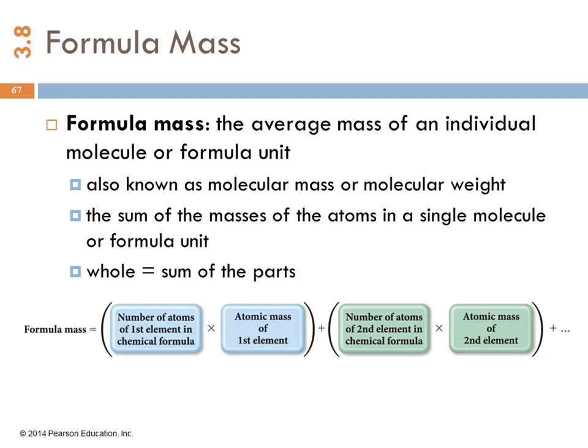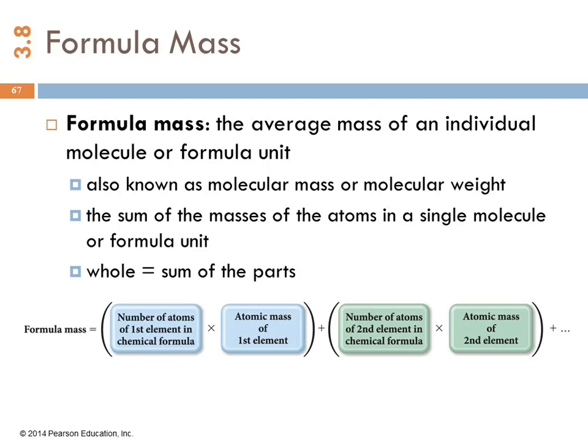And what we're talking about here is at the atomic molecular level. We're not talking about moles yet. We're talking about like a molecule of water, H2O. How much does one molecule weigh? The reason we call it formula mass is because ionic compounds don't have molecules, right? Ionic compounds, we talk about their formula unit, the smallest whole number ratio of the ions.